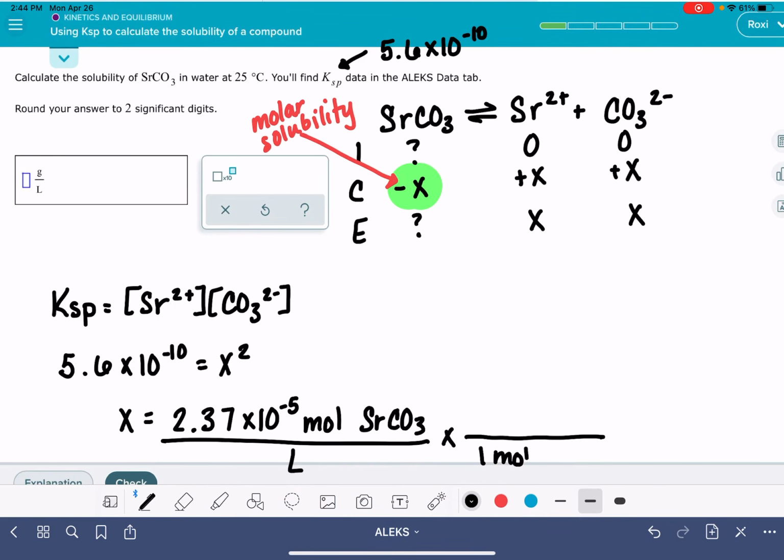So we're going to use the molecular weight of SrCO3, which is 148 grams per mole. And you can see here that our mole units are going to cancel. We're going to be left in units of grams per liter, which is perfect. When you're doing these problems, just make sure that you're using ALEKS's calculator so that you can get a really accurate molecular weight. To keep ALEKS happy, 0.0035 grams per liter.